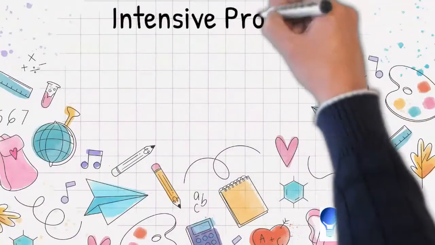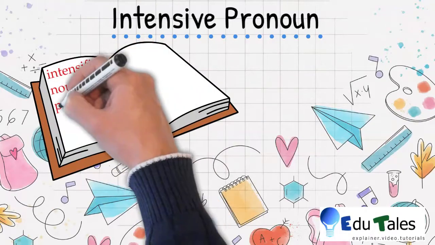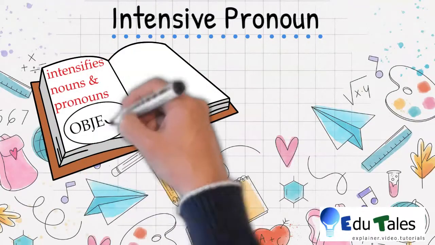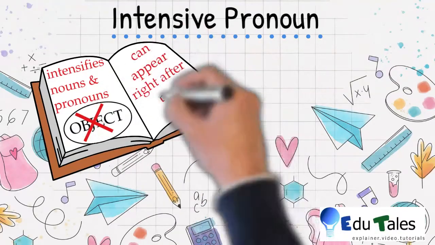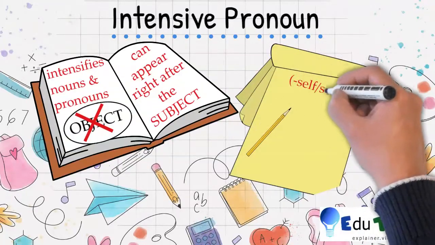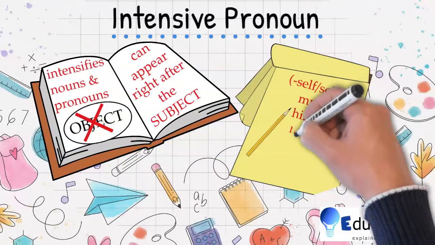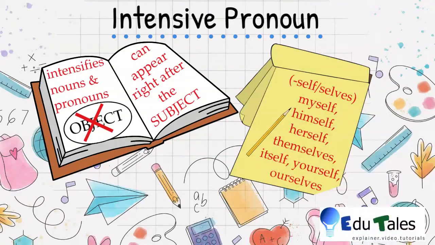Next type of pronoun is intensive pronoun. It emphasizes or intensifies nouns and pronouns but does not act as the object in the sentence. They can appear right after the subject. They typically end in self or selves, such as myself, himself, herself, themselves, itself, yourself, yourselves, and ourselves.